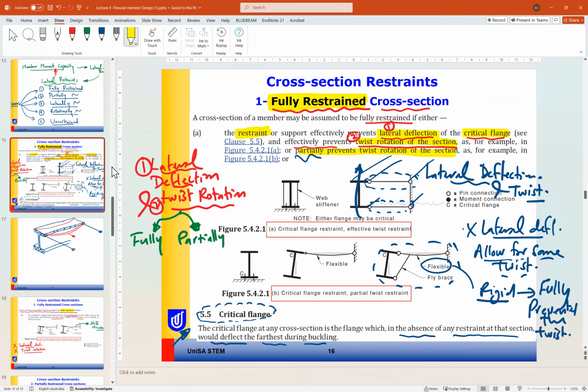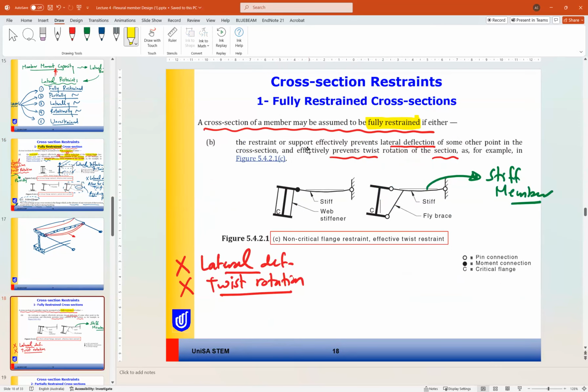So we have two cases for a fully restrained member. A is to prevent effectively the lateral deformation and the twist. And here as well, prevent the lateral deformation and prevent the twist rotation of the section as in this example. Okay. So this is fully restrained members.